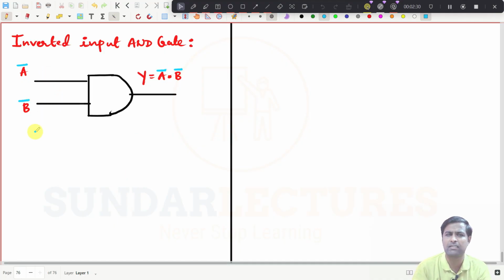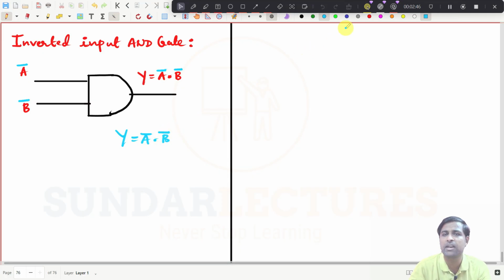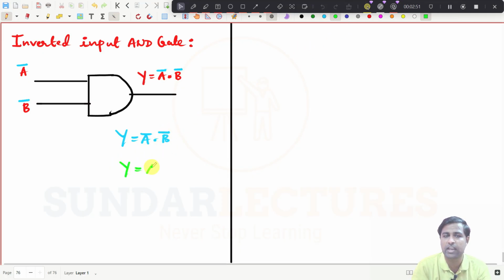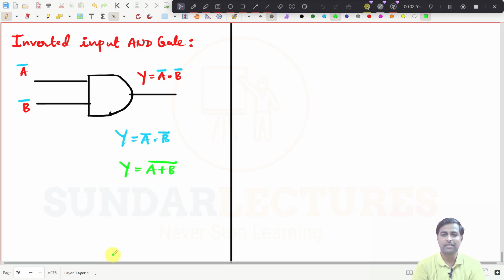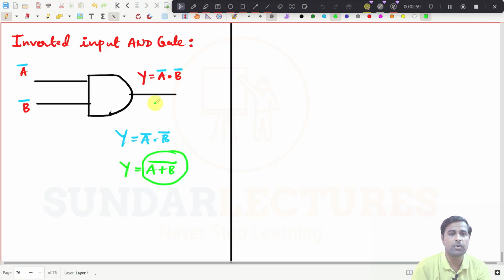You are giving A bar and B bar as inputs. And what will the AND gate do? It will combine both inputs with the dot operator. So Y is equal to A bar dot B bar. Apply De Morgan's theorem. What we can write is A plus B whole bar. And what is the output of this one?